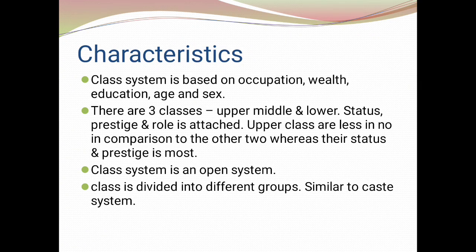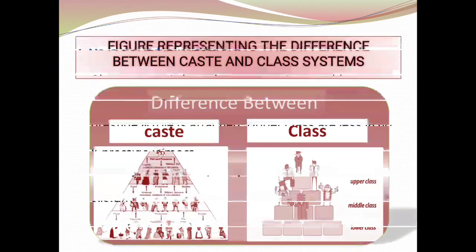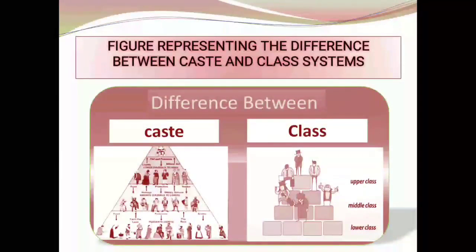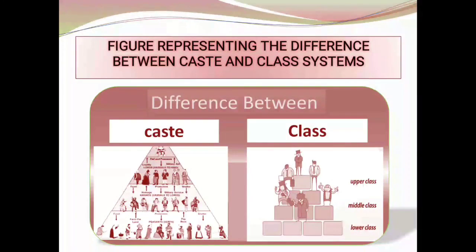The class system is an open system. Class is divided into further different groups, similar to a caste system. This figure represents the difference between the caste and class systems. We can easily see that the upper class, middle class, and lower class are on the right side of the slide, and the caste system, in Hinduism, has Kshatriya, Vaishya, and Shudra as the second, third, and last of the castes, while the one that dominates the system is Brahmin.